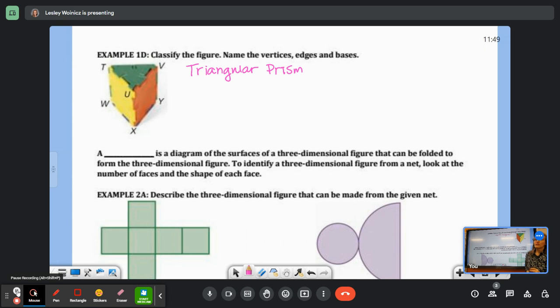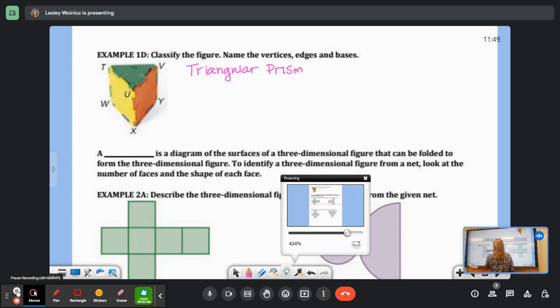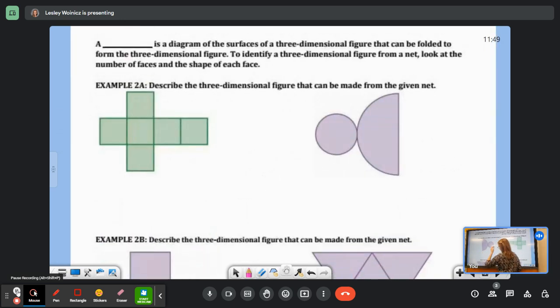Okay. Do we need to finish this one? No. Okay. We're not going to finish this one because I can tell that we're ready to be done. Well, are we done with everything? No, we're going to talk about some nets.